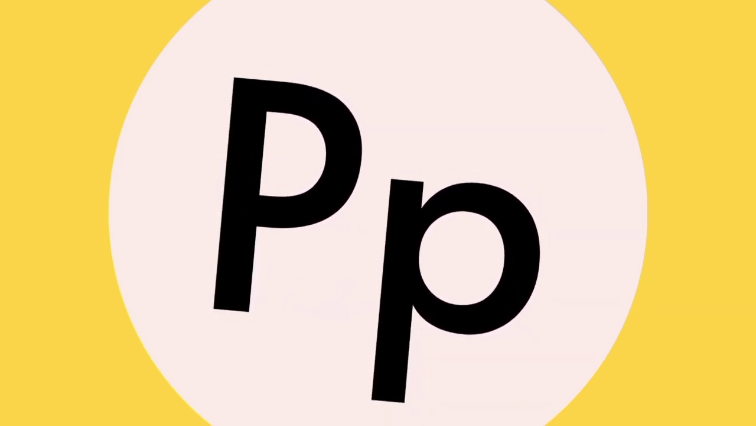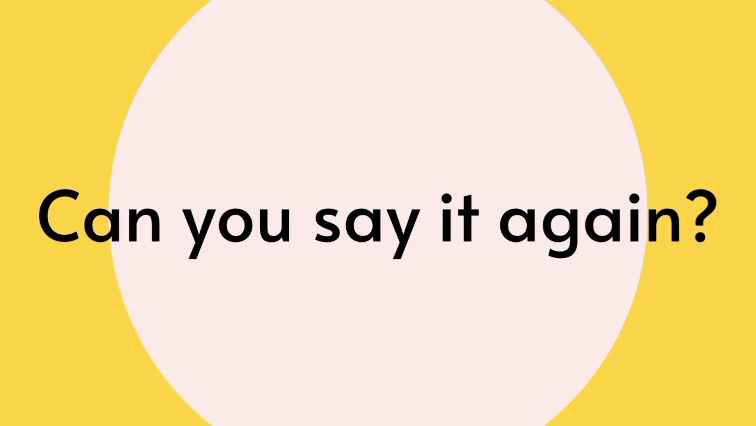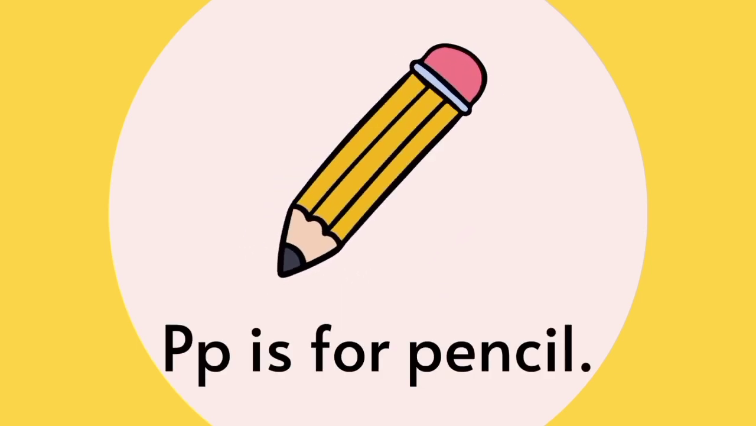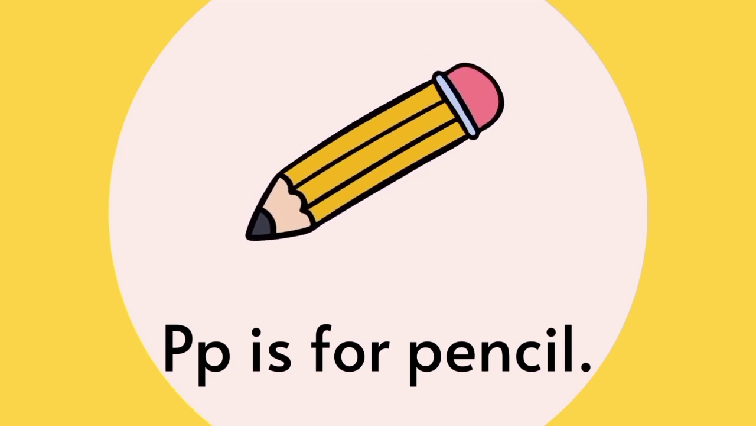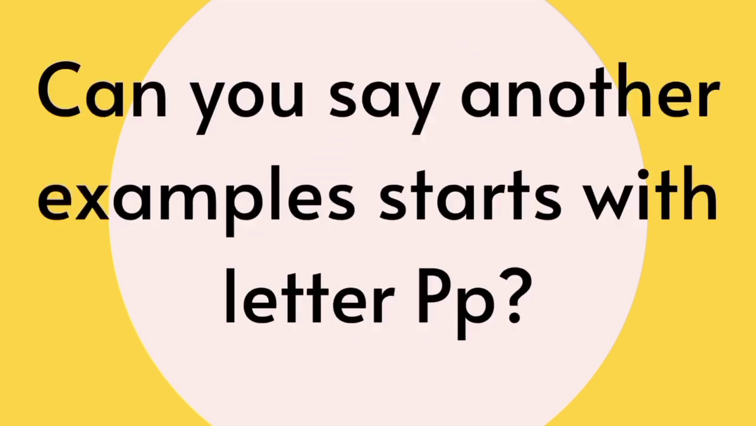This is letter P. The sound of letter P is P. Can you say it again? Very good. And P is for pencil. Can you say another example that starts with letter P?